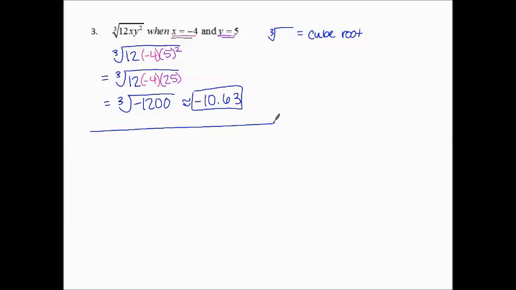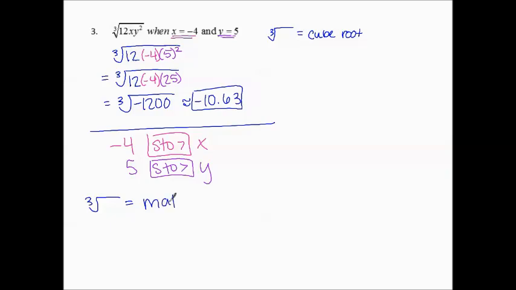Again, I can do this on my calculator using that store button. So I can do -4 store as x, and I'm going to do 5 store as y. Other buttons I'm going to use is the cube root. So to get the cube root, I am going to hit math and then number 4 on that list.